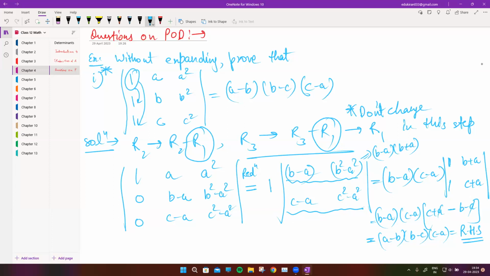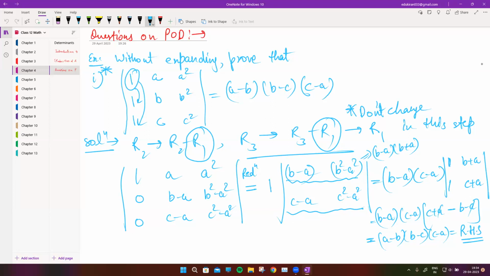So in the first and the easiest type of questions, you will be given one row or one column in which everything is 1 1 1. You can easily, with the help of one 1, change the other ones to 0. And you can reduce your determinant directly. This will be the easiest type of question.